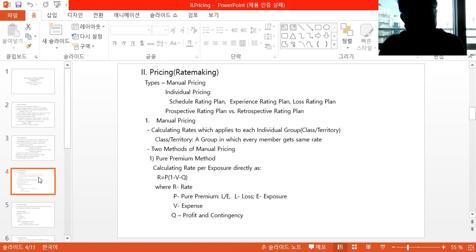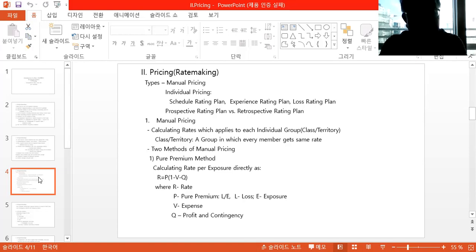Another concept we're going to discuss is prospective rate making versus retrospective rate making. Prospective rate making is rate making or pricing based on past history, while the retrospective rating plan is based on data from the current period. We will discuss this concept a little more later.